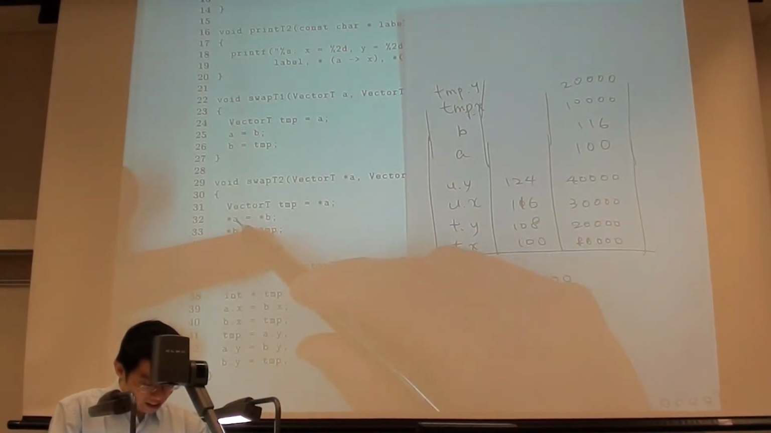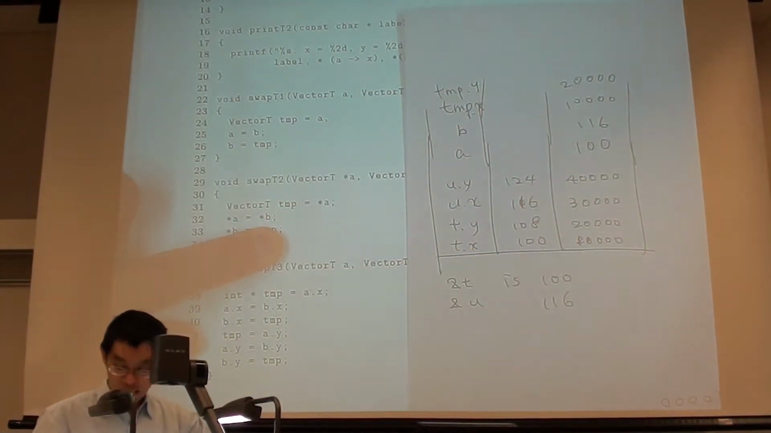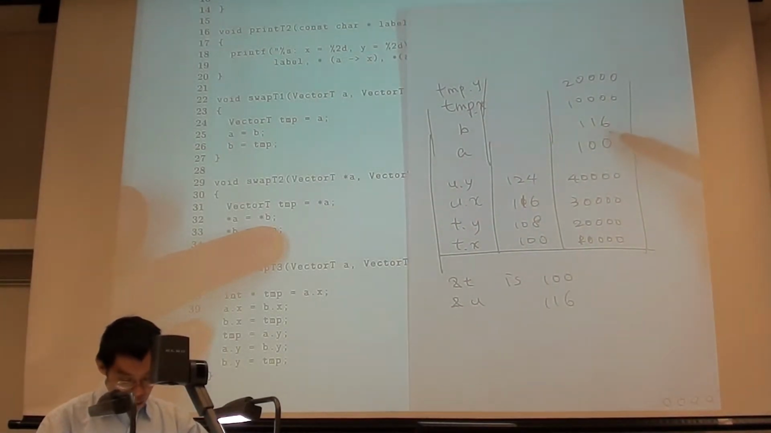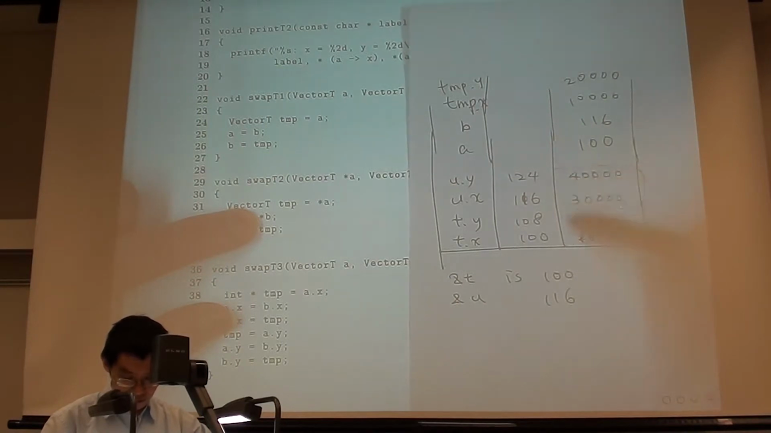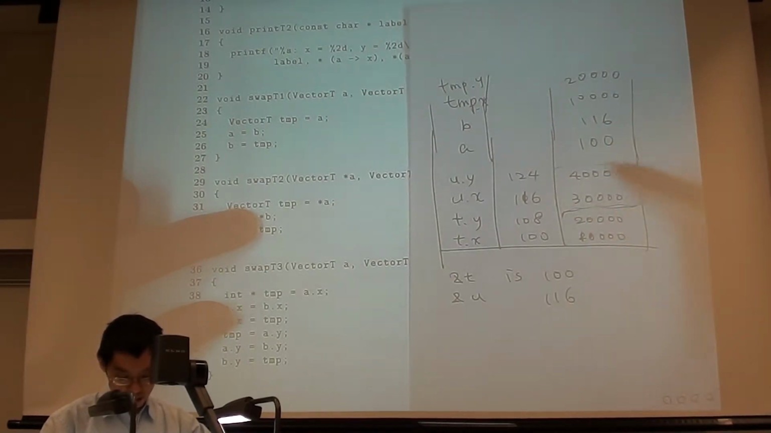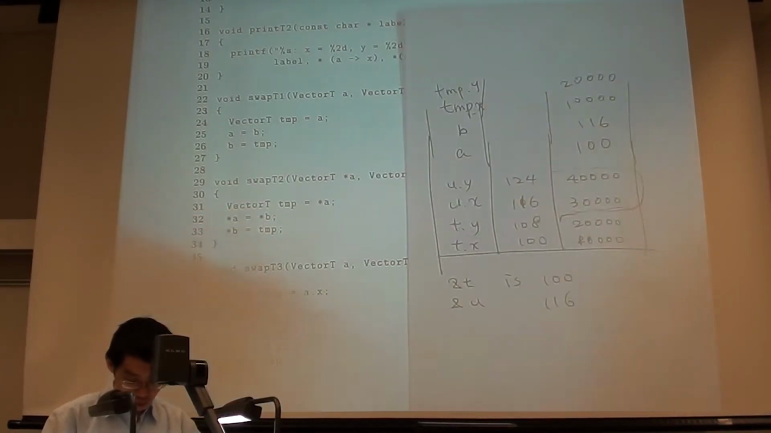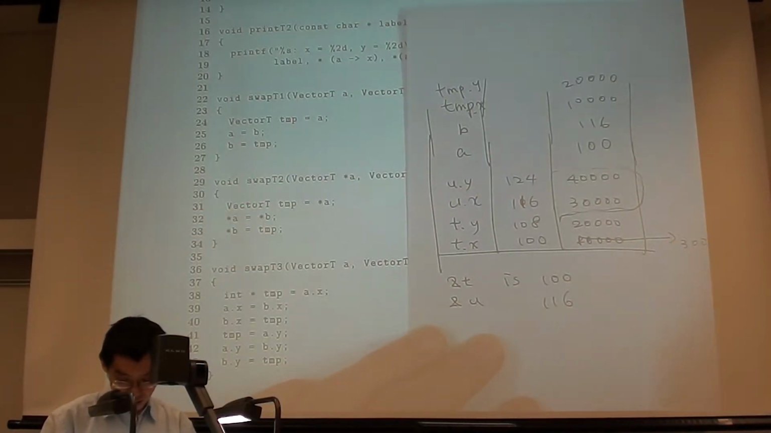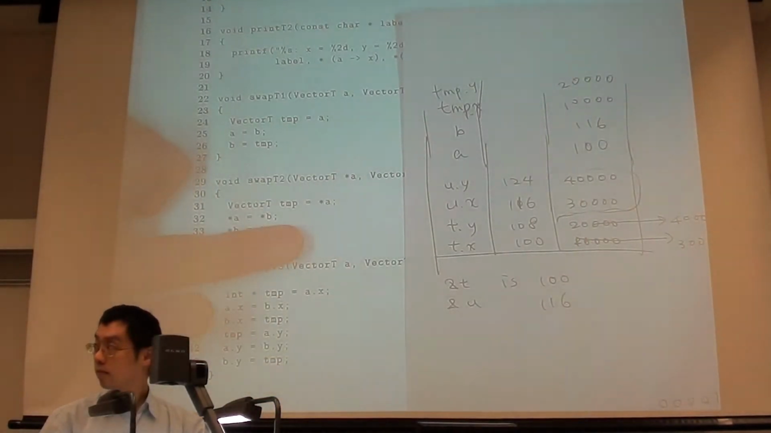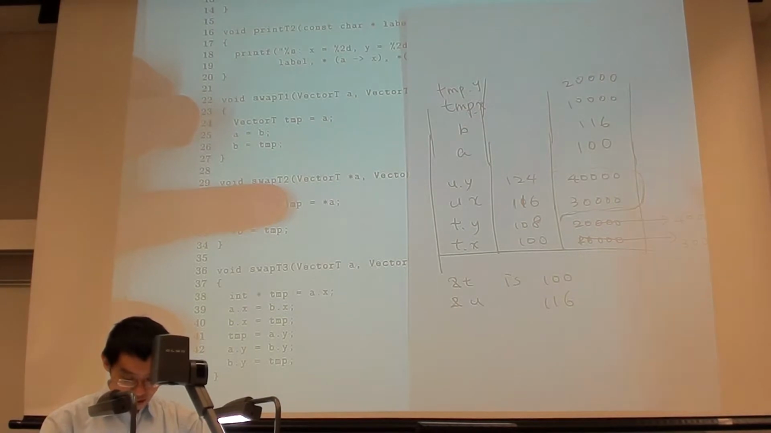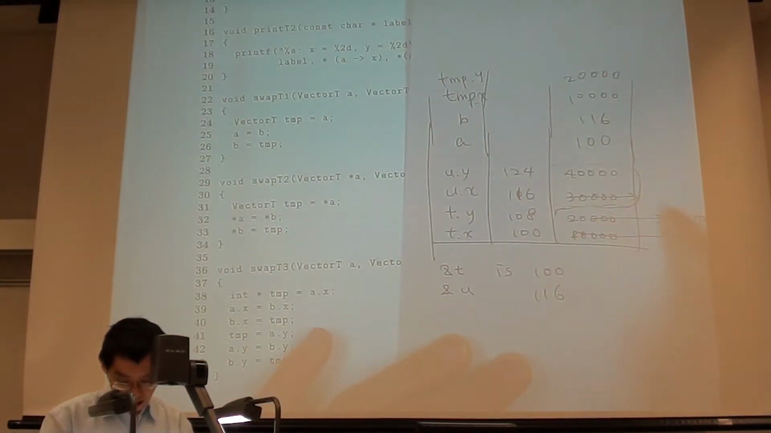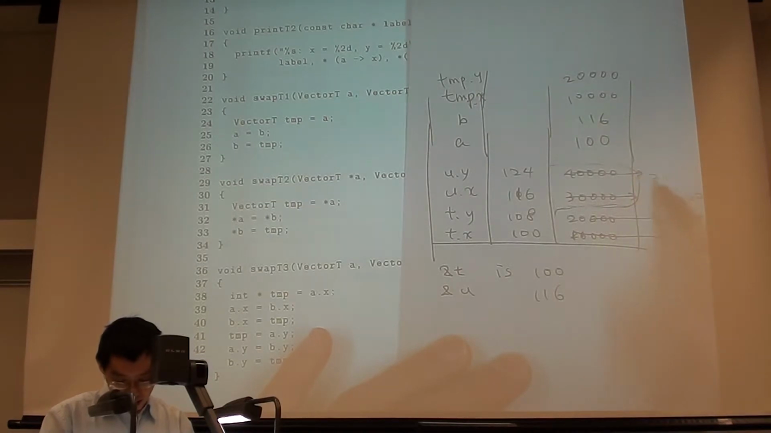The next line says star A equals star B. A is a pointer, so I go to address 100. On the right side, star B means I'm going to read the value from B's address, because B's value is 116. I assign to star A, which is here, therefore this becomes 30,000 and this becomes 40,000. That's what star A equals star B does. The next line says star B equals temp. So star B is at 116, so come here. This becomes 10,000. This becomes 20,000.